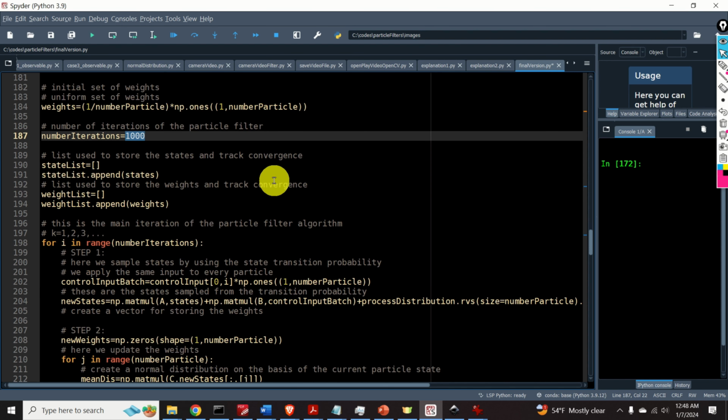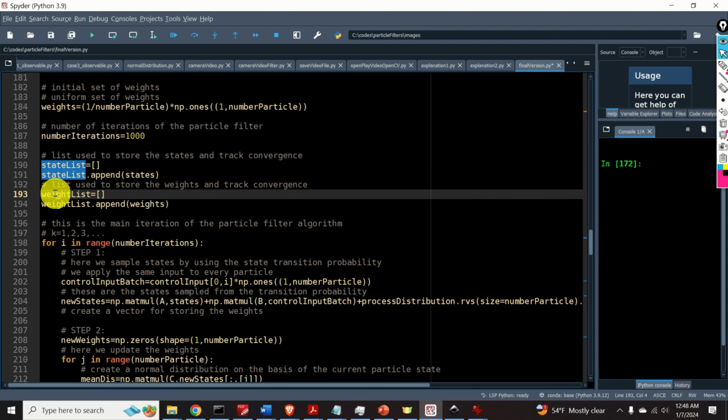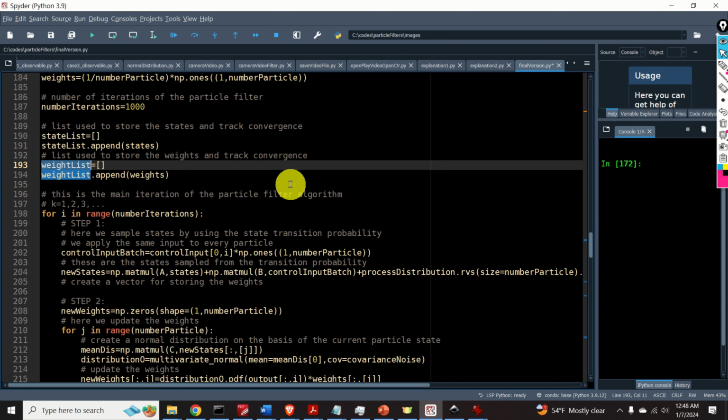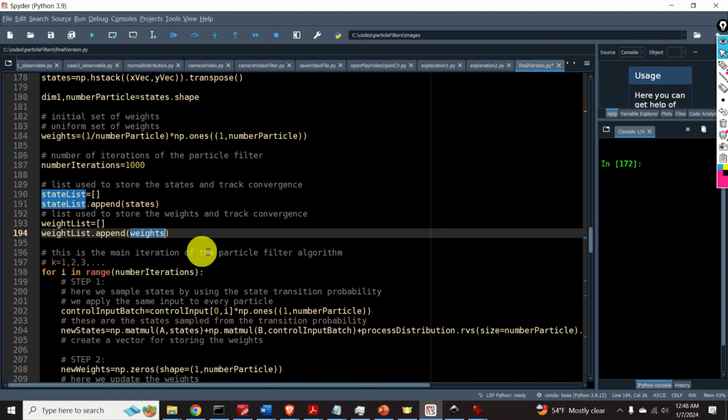Next, we define and initialize two lists that are used to store the states and weights during the iteration of the particle filter. The list that will store all the state samples is called state list, and the list that's used to store all the weights is called weight list. We also initialize these lists with the initial selection of states and weights.